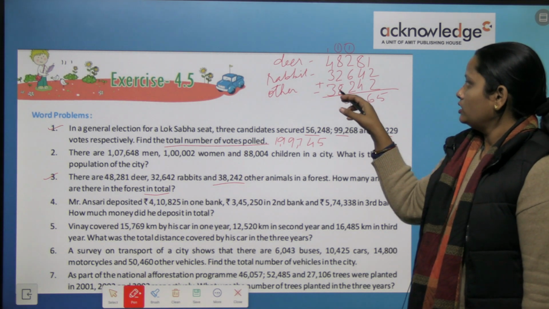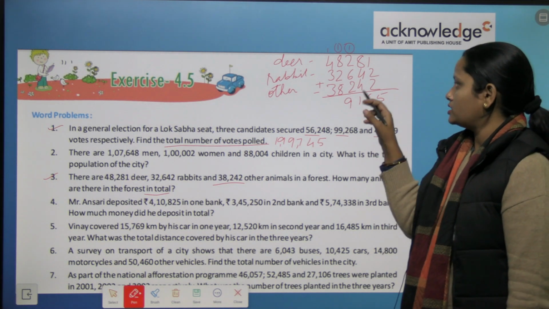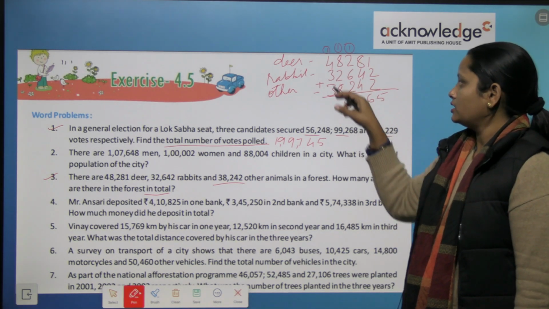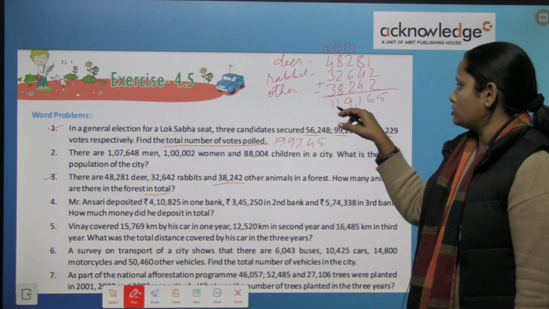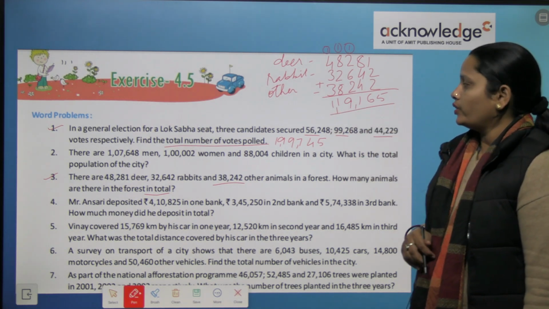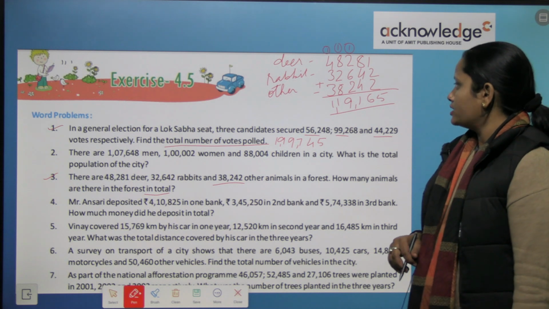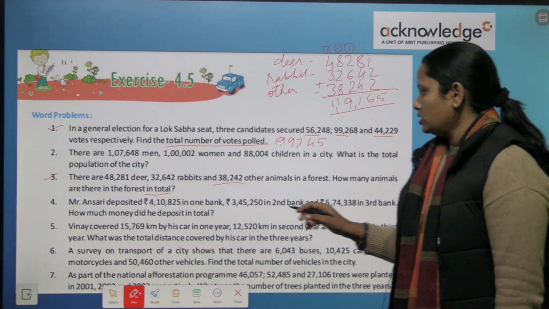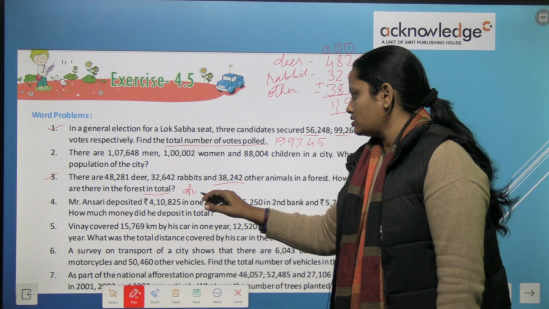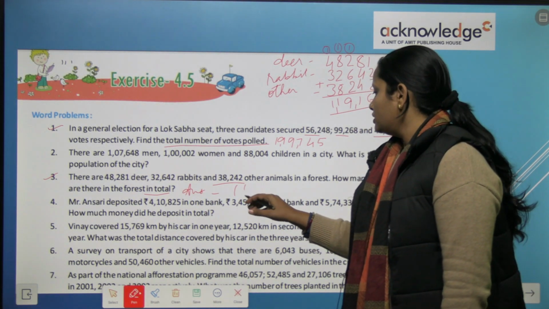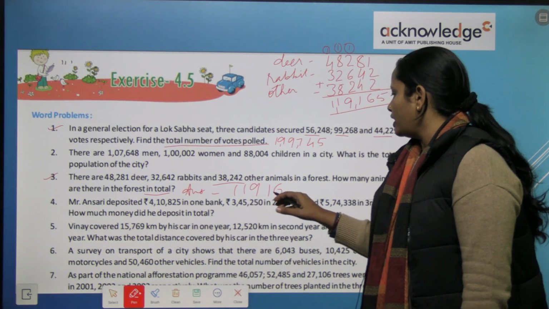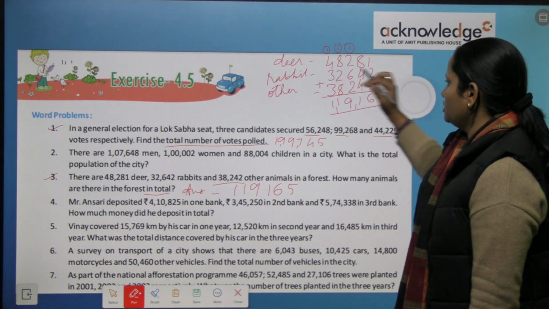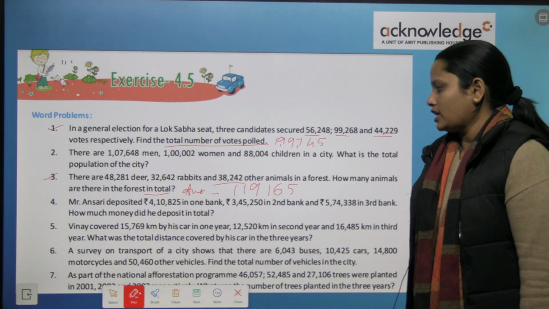Next, 4 plus 3 is 7 and 7 plus 3 is 10. 10 plus 1 is 11. So here children, this is our answer. There are total 1,19,165 animals in all. So here, let's write down the answer. Answer is 1,19,165. So like this children, you have to do the next question.